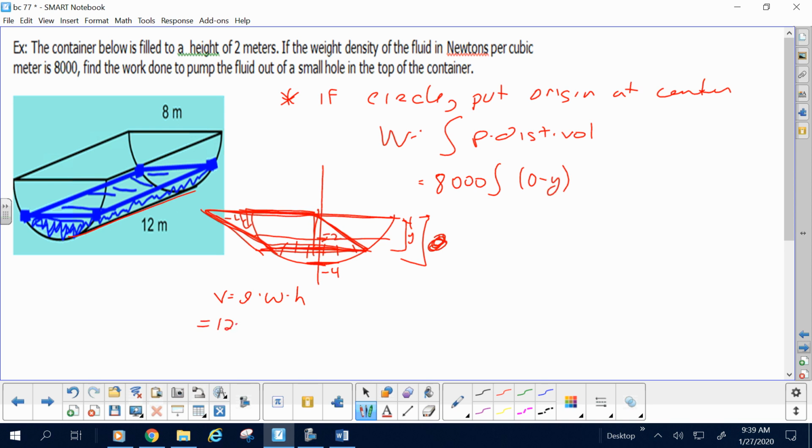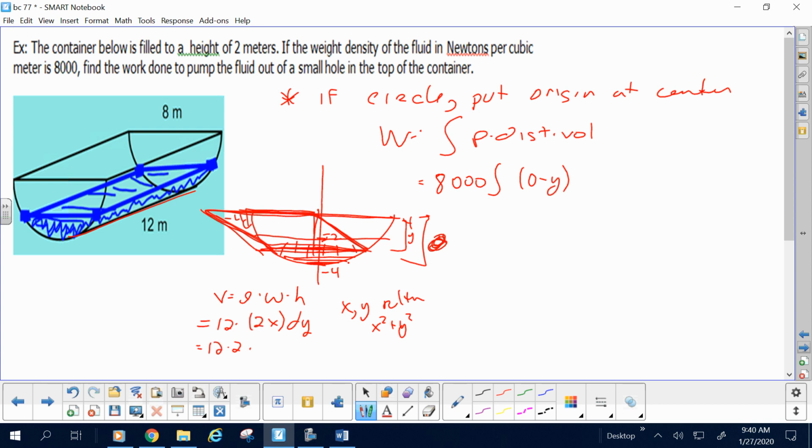All right, now let's talk about the width of each of these slices. Constant or varying? X or 2x? 2x. And the height of each slice? dy. All right. So 12 is fine, 2 is fine. X can't stand, though, if I'm integrating with respect to y. So what's the relationship between x and y?